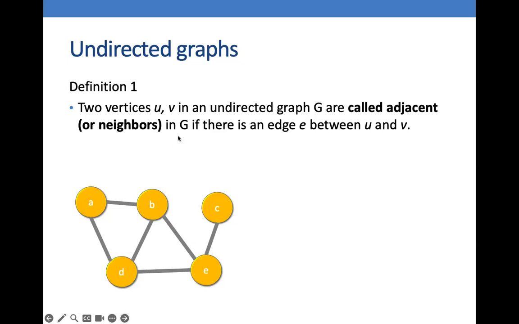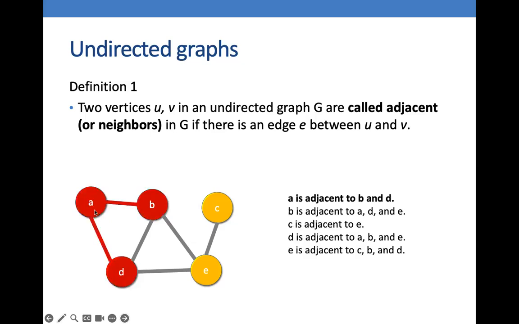Okay, so also two vertices U and V in an undirected graph G are called adjacent or neighbors in G if there is an edge E between U and V. So let's say this one. Let's focus on vertex A. Vertex A is connected or has an edge with B as well as D. So we can then say that A and B and A and D are adjacent with each other.